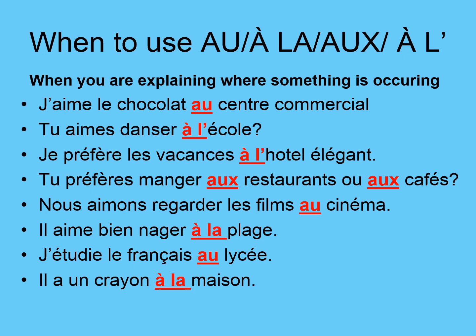Nous aimons regarder les films au cinéma. So we're still saying aimer, and we're still using cinéma, but we're talking about doing something, where something is occurring. Regarder les films. So because we're saying where something is occurring, I'm going to use au cinéma this time. When we said "Nous aimons le cinéma," we were just giving our opinion about the movie theater. But now we're talking about an activity, so we're explaining where something is occurring. Regarder les films au cinéma.